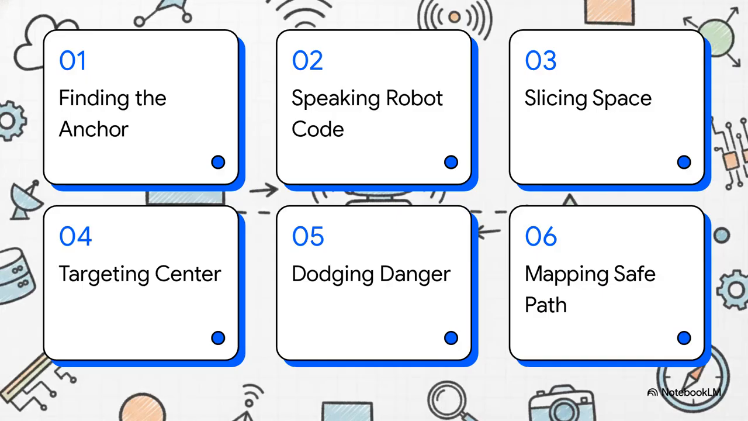To get there, we are going on a really structured journey today. We'll start by finding the robot's anchor, speaking its code, slicing up space with loops, targeting the dead center, dodging danger zones, and finally, mapping out a completely safe path. We are building this spatial awareness layer by layer.